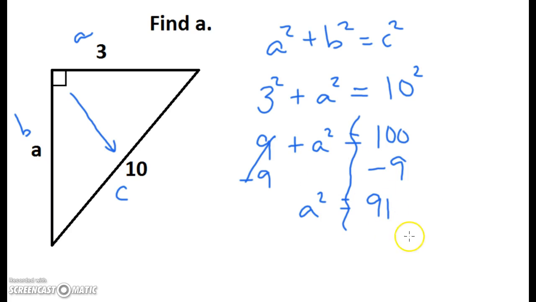And then just like in the last problem, I don't want to know what a squared is. I want to know what a is. So I need to take the square root of 91 so that I can figure out what just plain old a is. So the square root of 91 in my calculator is 9.539320, something.